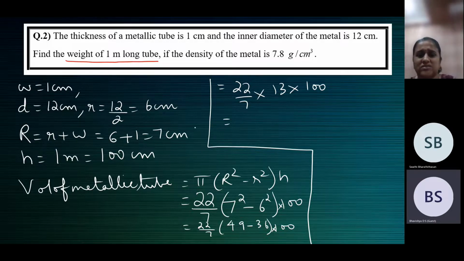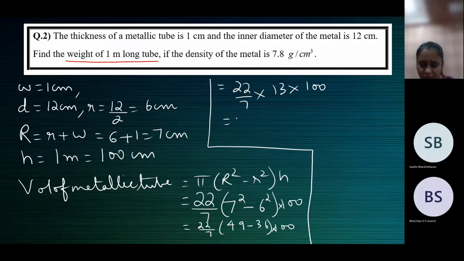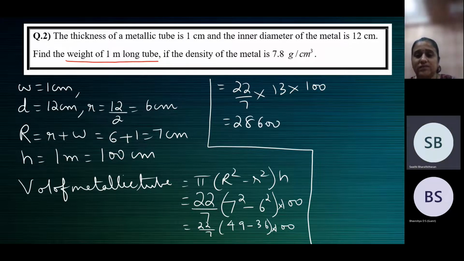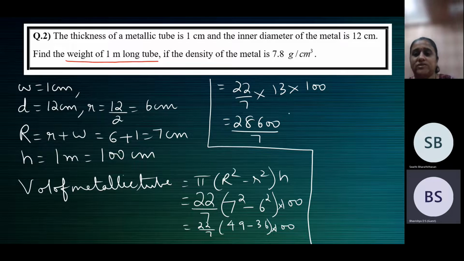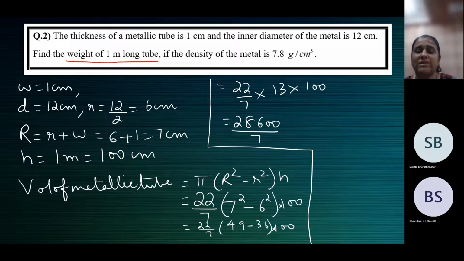You can just leave it like this, or you can multiply the numerators. 22 into 13 into 100 into 100. My calculator says 28,600, divided by 7, because you cannot simplify further. Now don't divide this further, because it will not be exactly divisible. So many centimeter cube. This is the volume of metal.